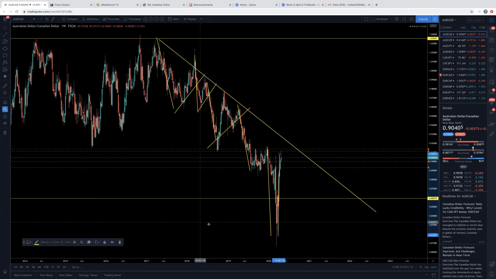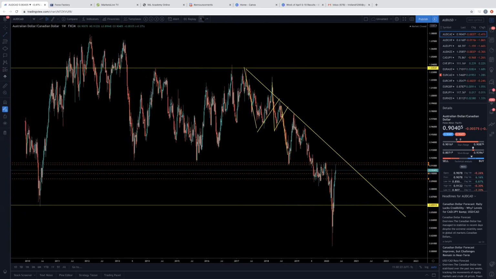And what happens after an impulse? Correction. So if this was an impulse up, my correction is doing what? Down. It's going to go down, right? So keep that in mind. We're on a weekly time frame. We haven't dropped down yet, we're still on the higher time frame. So let's drop down to the daily.